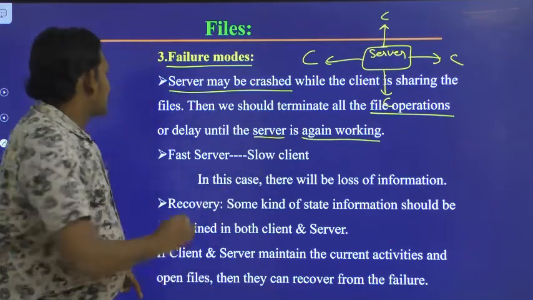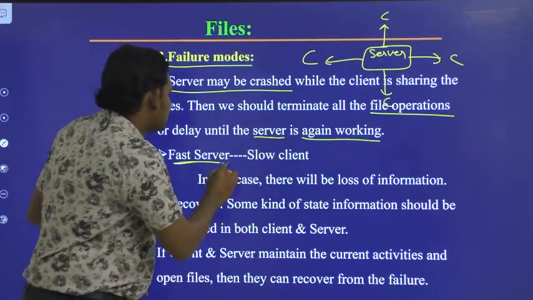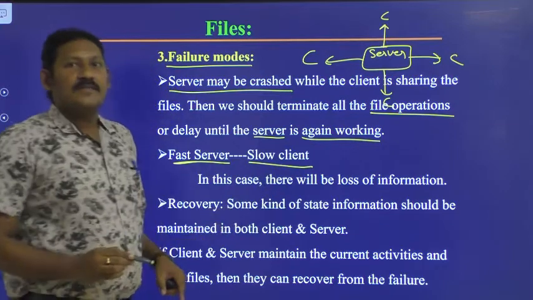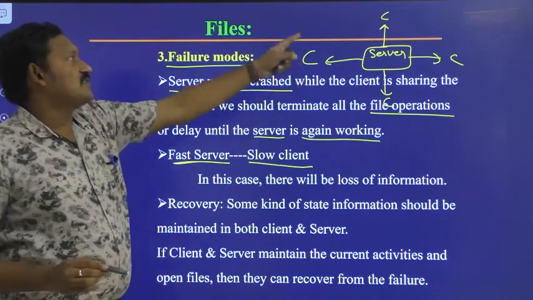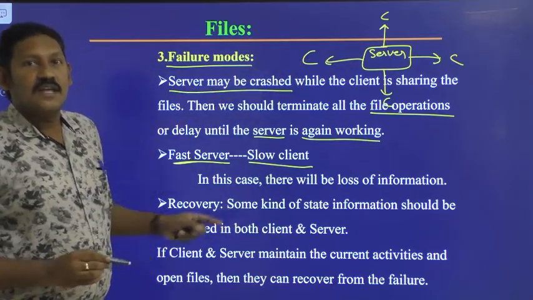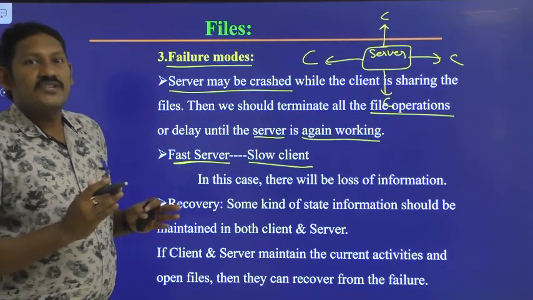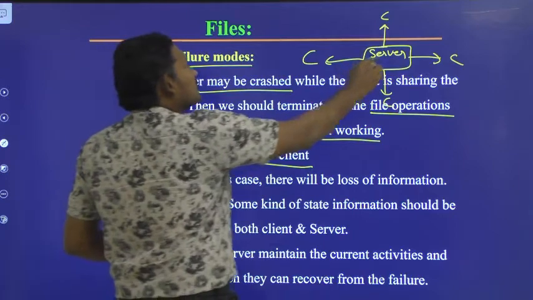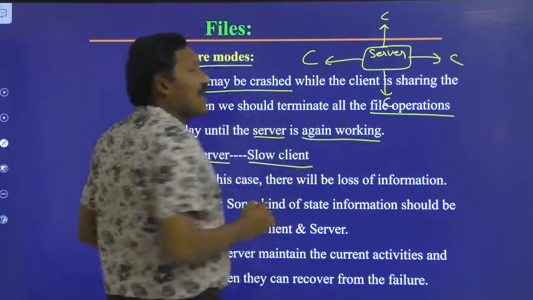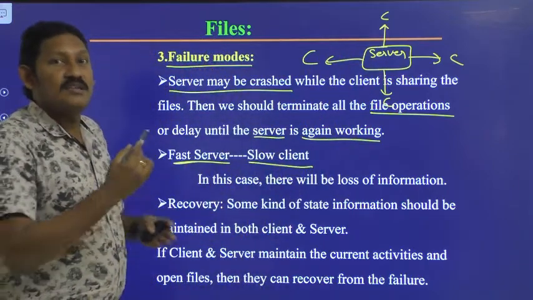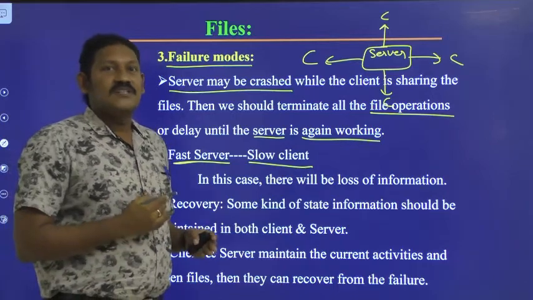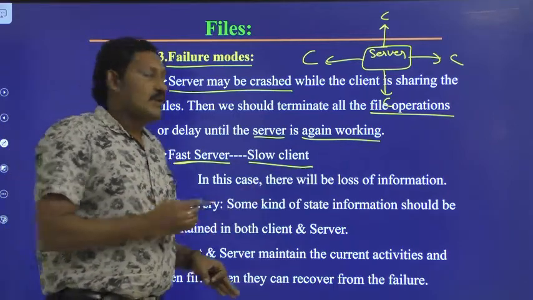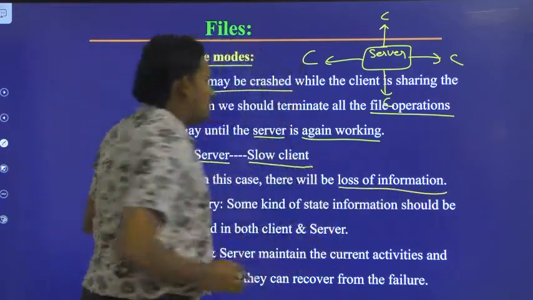Coming to the second one, fast server, slow client. If the server is fast whereas the clients are slow, then there is a chance that some information or data may be lost. Why? Because the server keeps on sending the information to the clients, whereas the clients are unable to receive the data the server sends. In that situation, there is a chance that some information may be lost.